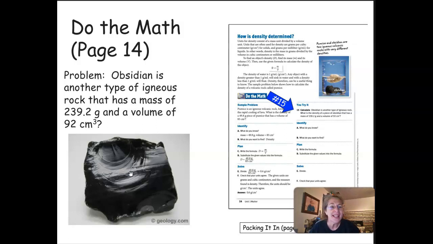Oh, sorry, I guess they gave you the example of obsidian in your book. Sorry. So the problem that they want you to work on your own is: obsidian is another type of igneous rock that has a mass of 239.2 grams and a volume of 92 centimeters. So work through the problem, pause the video, and then come back when you're finished.